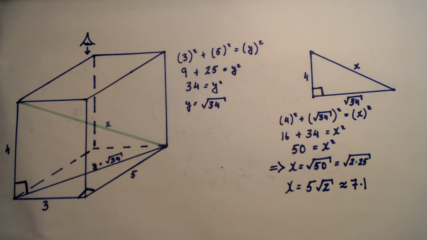And that's how you would find this long diagonal in a box like this. It's simply being able to see that there are right triangles that you can form, and you can apply the Pythagorean theorem once you have done that. You may have to apply it more than once, like we did in this question. But that's how you go about it. Okay.